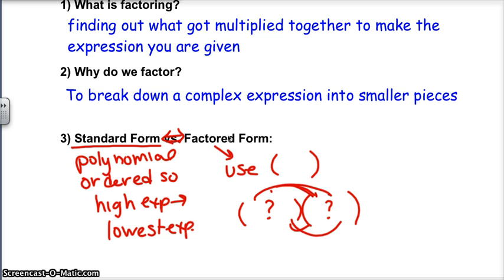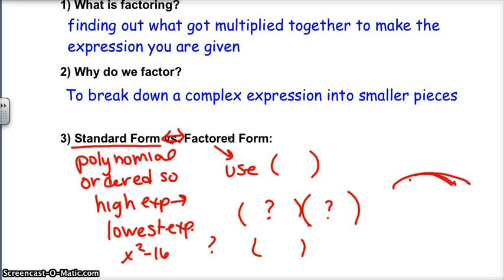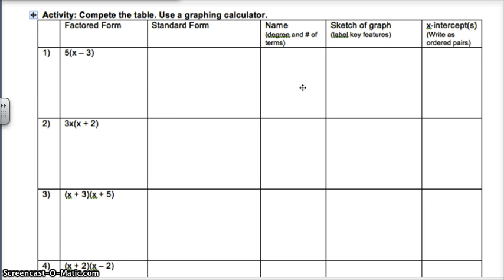Now the second half of this unit is going to show us how to take the answers that we have been given, things like x squared minus 16, and figure out, well, what was in those parentheses so that when I double distributed, I got my answer. So these forms will be interchangeable, but right now we're just working with, well, what are they? So standard form, it's your polynomial ordered so highest exponent down to your lowest exponent. Factored form is going to use parentheses, and these are the things that were multiplied to make whatever your standard form was.